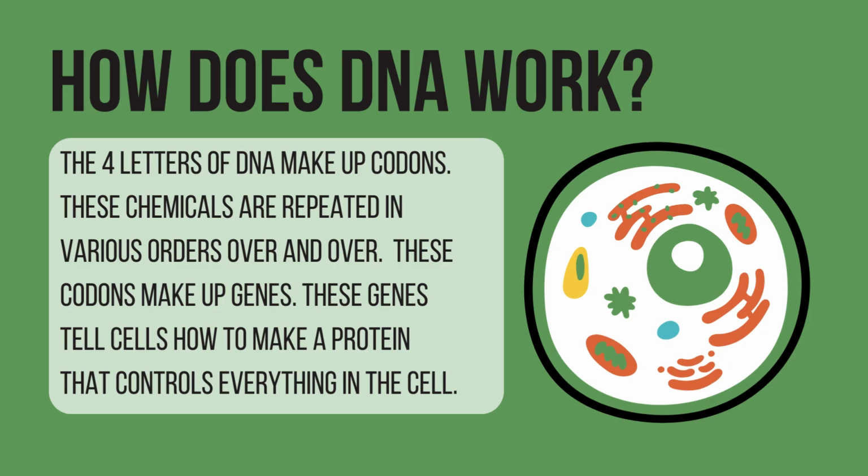Now, how does DNA work? DNA controls cell function by using codons, sequences of 3 bases that code for a specific amino acid. 3 nucleotides combine together to form a codon, and one codon codes for a specific amino acid. Multiple codons can also code for a specific amino acid. And now these codons form genes, and genes instruct the cell on how to build proteins.